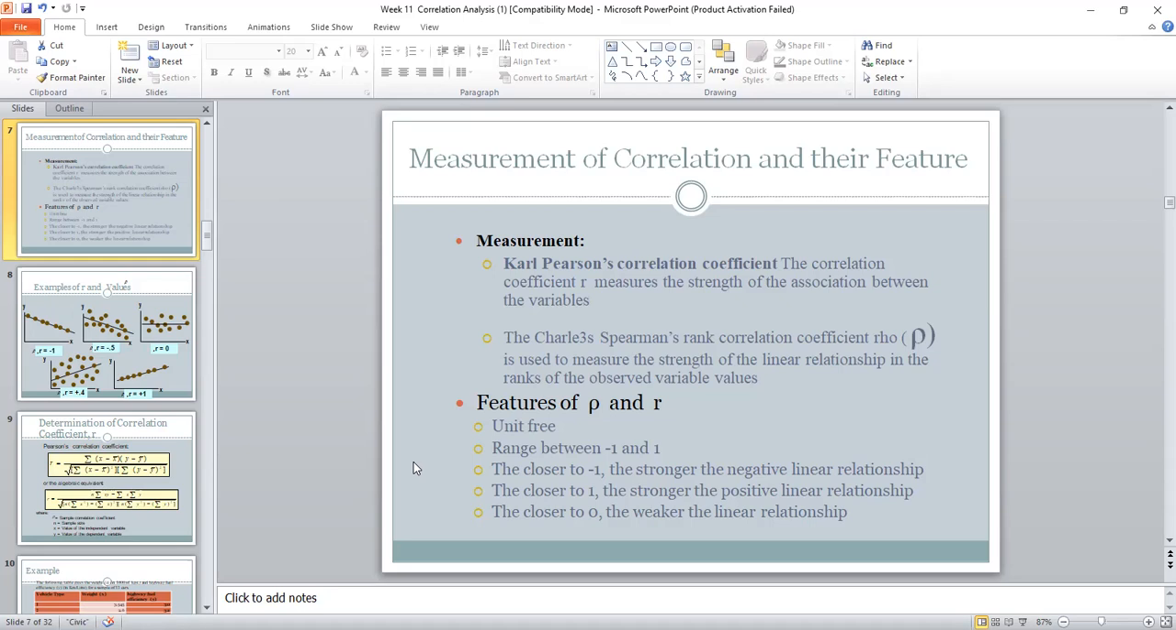Now lastly, when R and rho are equal to 0, then the two variables will be said to be spuriously correlated. Spuriously correlated. So that's what spurious means, either of them, either R or rho, it doesn't matter.